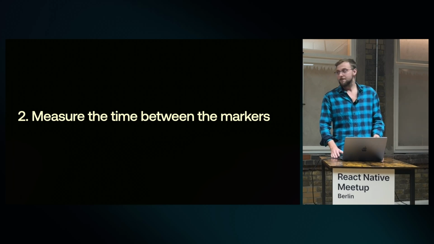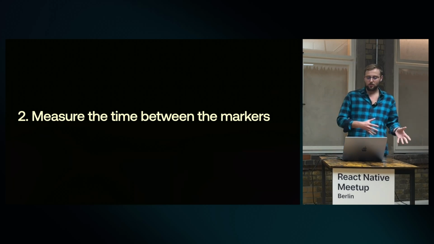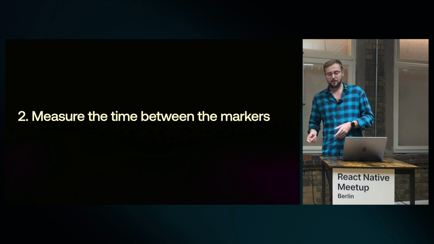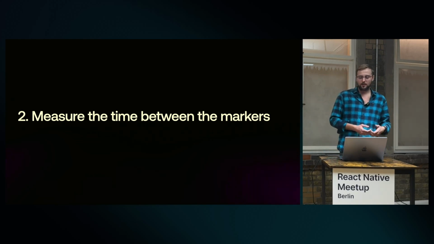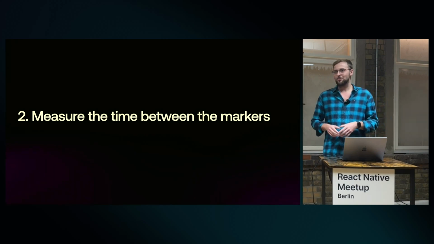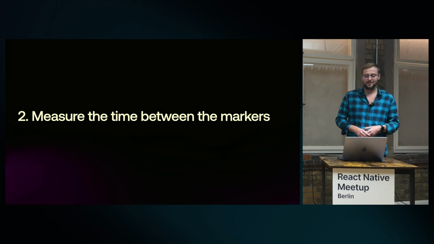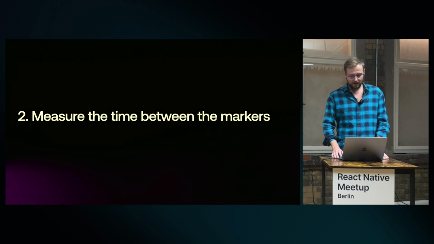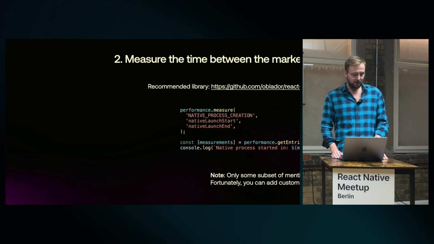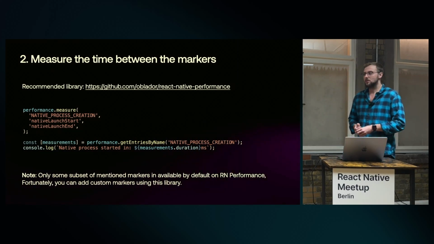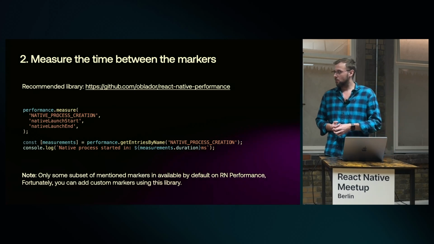Okay, now that we know where to place our markers, we can measure the time between them. You can use various tools for that, but I definitely do not recommend operating on the raw date objects and their timestamps, because utilizing precise clocks is a preferable approach. My favorite library for conducting all these operations is React Native Performance.